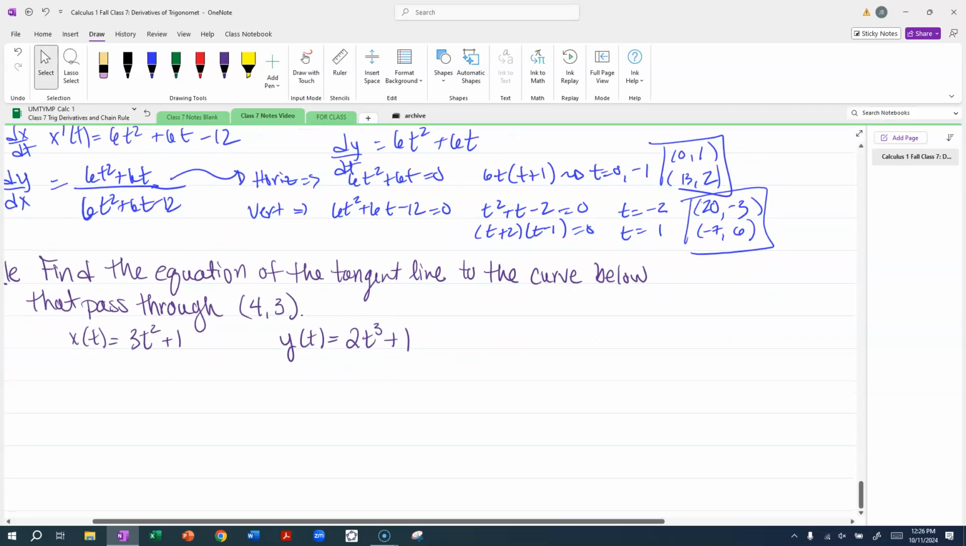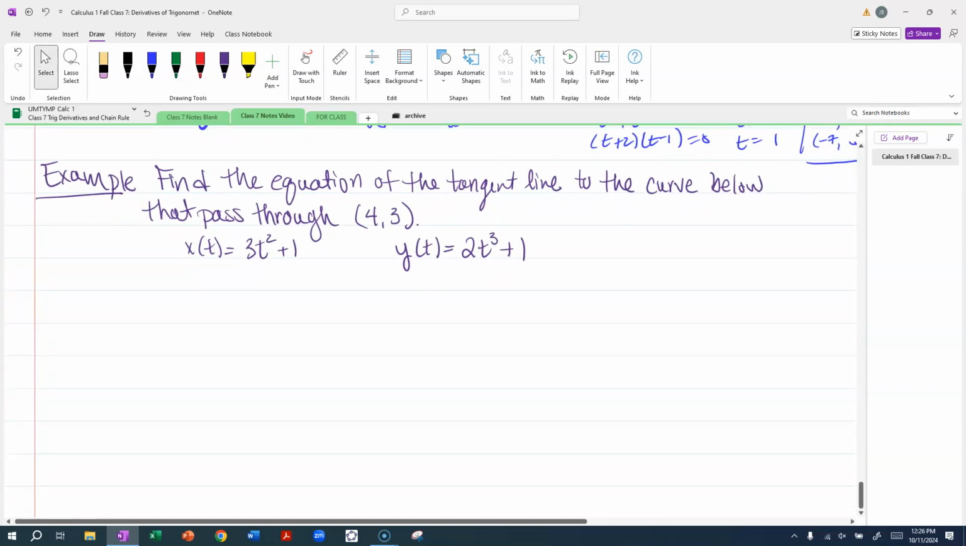Finally, the equation of the tangent line. You need to find the slope and a point. You already have a point, so you just need the slope, which is dy dx. Since these are given parametrically, this is dy dt over dx dt. The numerator is 6t squared, and the denominator is 6t. Simplifying, I just get t.